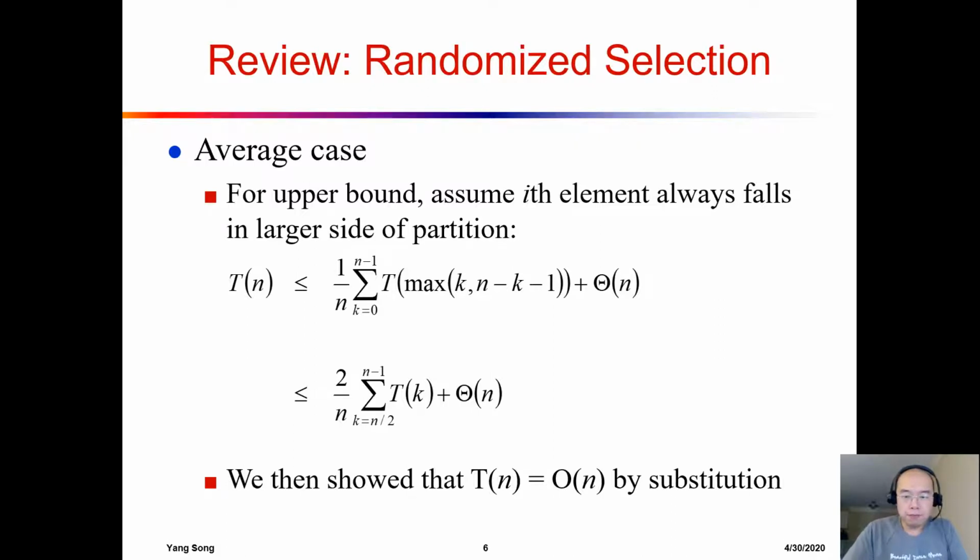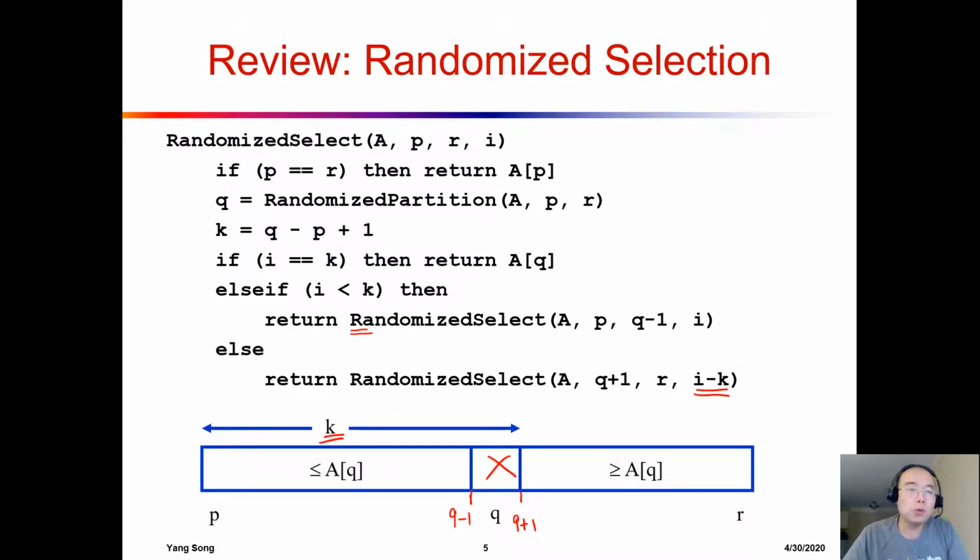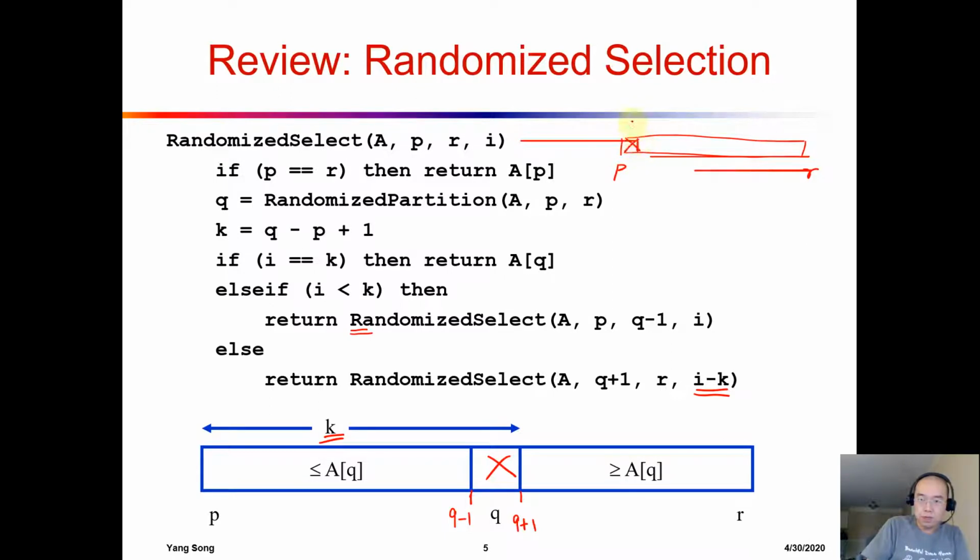But if you go back to this code again and consider the worst case, what is the worst case? Say we do a partition here, and we have p and we have r, and if we are very unlucky, we just pick this value as q. What is going to happen? If we pick that value as q, all the remaining values are greater than q, right?